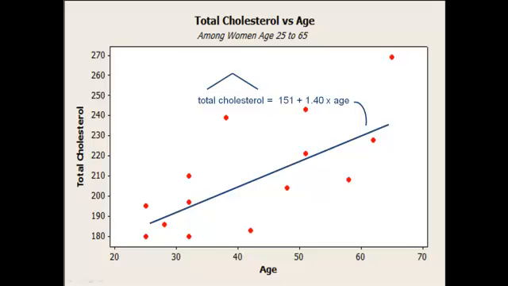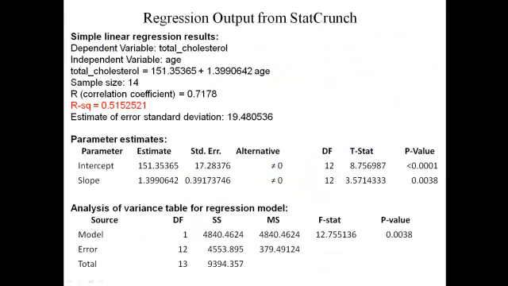Now, if we look more closely at the regression output, we see that the r squared statistic for this regression model is approximately 0.515, or we might round it off to 0.52. And so our interpretation of this r squared statistic is that 52% of the variation in total cholesterol, remember that's our y variable, is explained by the linear regression on age.